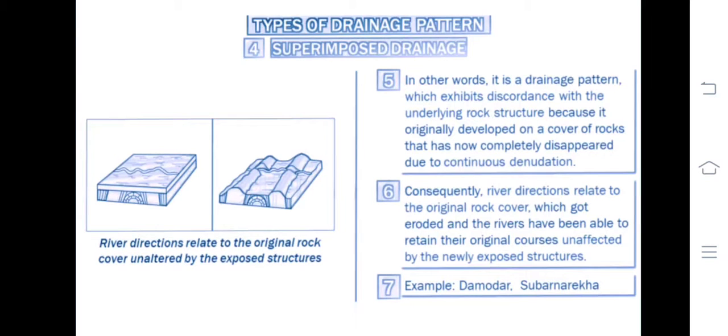Continuously after that, the river direction is related to the original rock cover. Again, after the rock structure disappeared, the stream tried to follow the same original path. The river direction is related to the original rock cover which got eroded, and the rivers have been able to retain their original courses, unaffected by the new structure. Example? Damodar and Subarnarekha. Despite the hard structure that has developed over time, they will follow the same direction, the same route. The river direction is related to the original rock cover, unaltered by the exposed structure. Same thing.